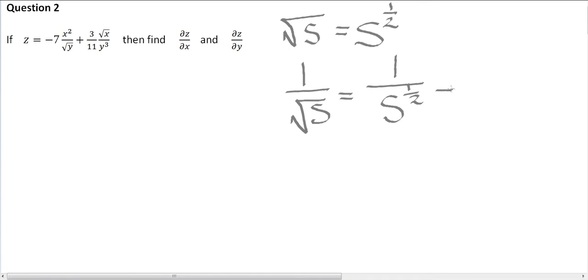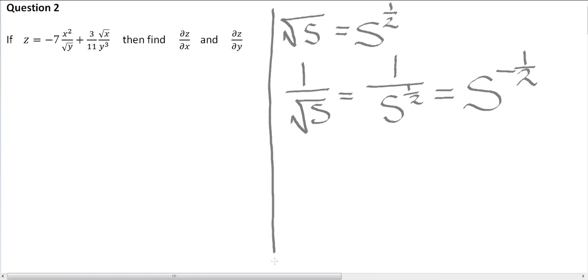But then from the last question, if I want to take a variable up, I can take it up, but I must remember to change the sign of its power. So I'm going to get s up to the minus a half. Now, so let's just rewrite that z and take all the letters up to the top. Okay, so I'll have z equals minus 7x squared. That's no problem there. But that over the square root of y, that changes to y up to the minus a half, as we said at the side of the page.